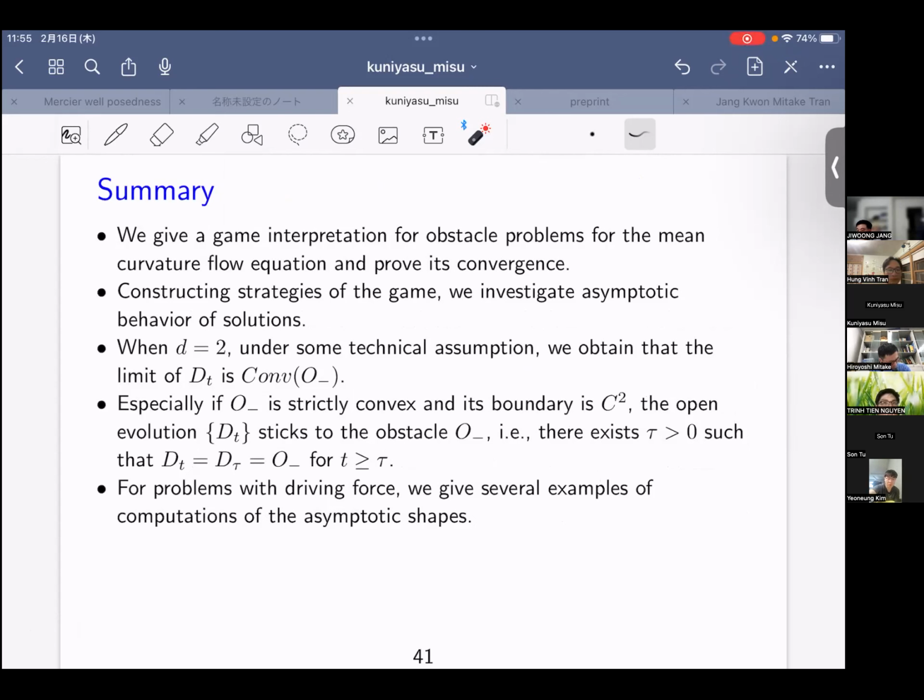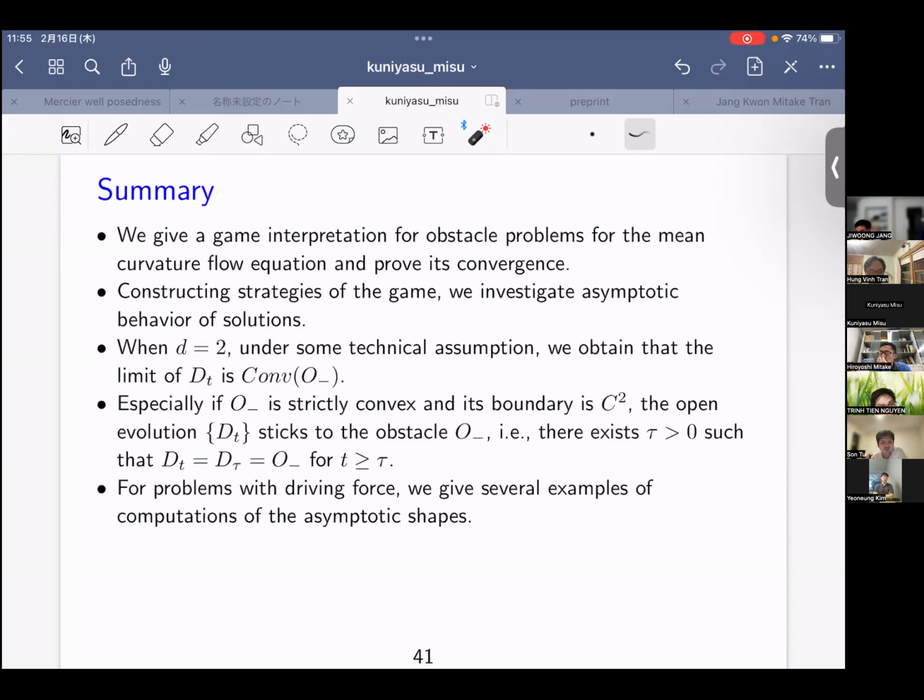Okay, now we finish the presentation with a summary. We give a game interpretation for obstacle problems for the mean curvature flow equation, prove its convergence, and construct strategies of the game. We investigate asymptotic behavior of solutions.